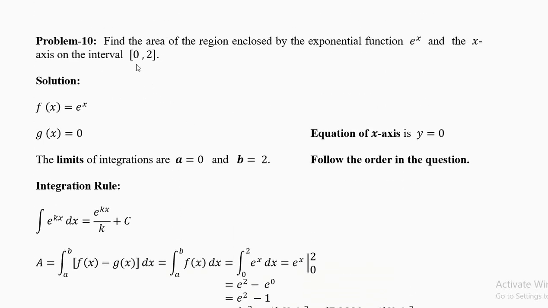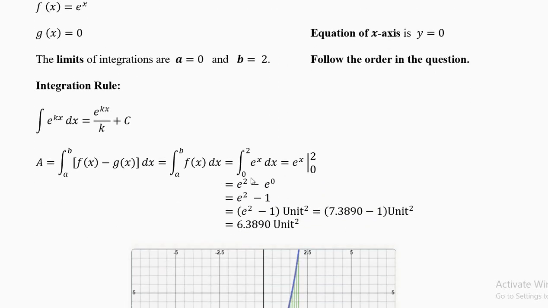There is no calculation of limits, they are given in the question. So integrating e power x from 0 to 2, you get e power x going from 0 to 2, which is e square minus e power 0. Anything to the power 0 is 1 except 0 power 0, which is not defined.